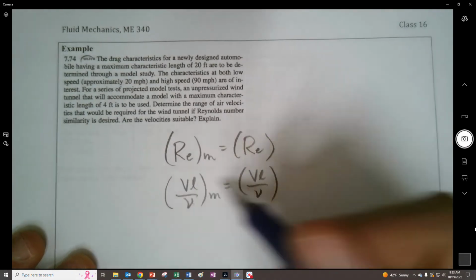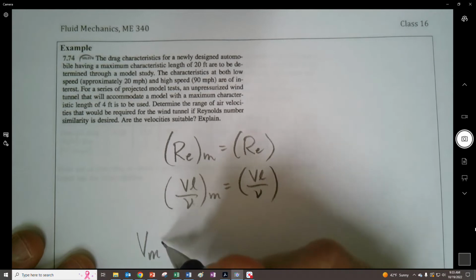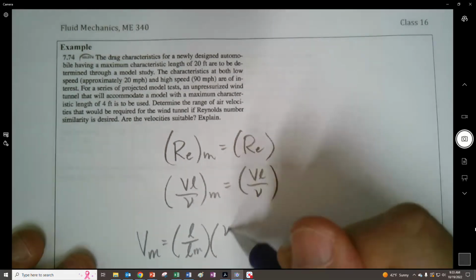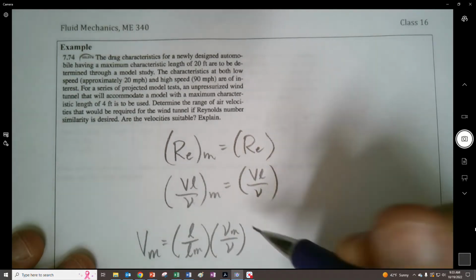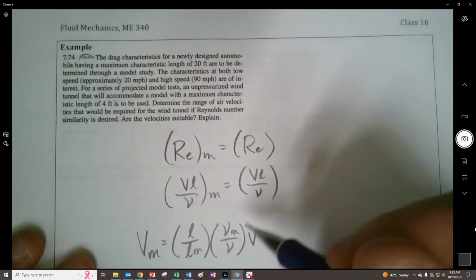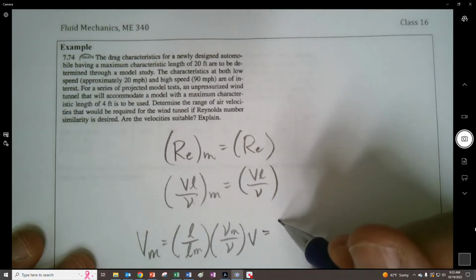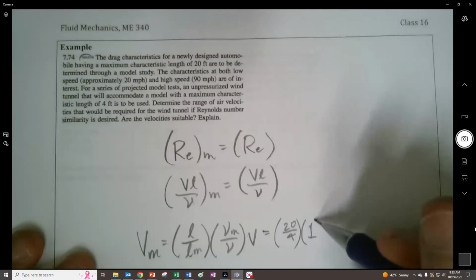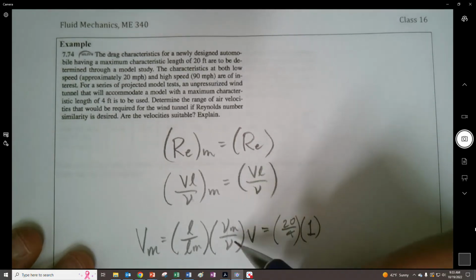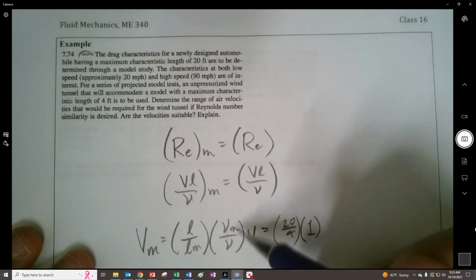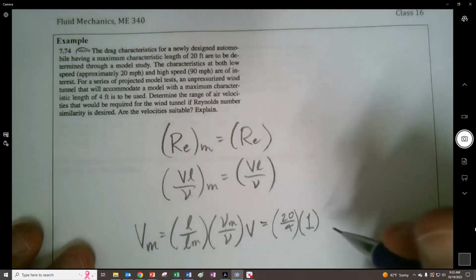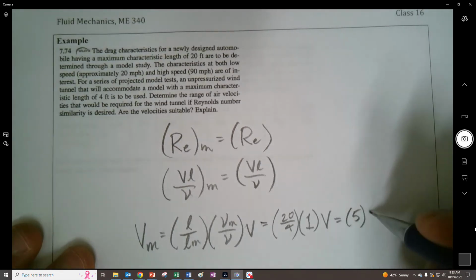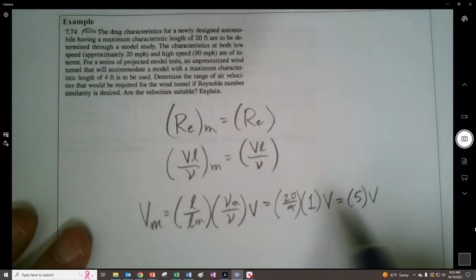So if we rearrange this to find what the model needs to be, once again, we're going to get L over Lm, and then viscosity over viscosity times velocity. As I mentioned, the scale is going to be 20 to 4, and we have air in both, and if they're the same temperature, they're going to have the same viscosity. And so we could multiply by V, and what we end up with is 5 times the velocity, right? So the model needs to be 5 times.